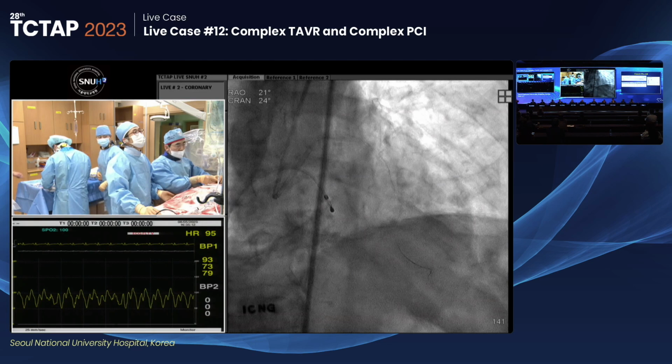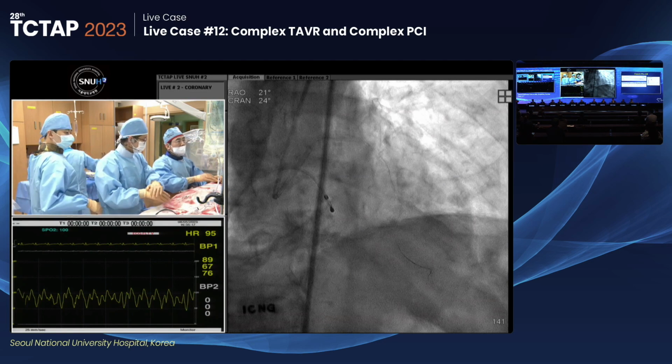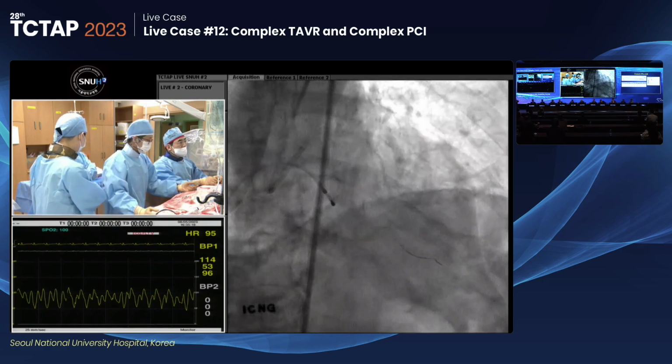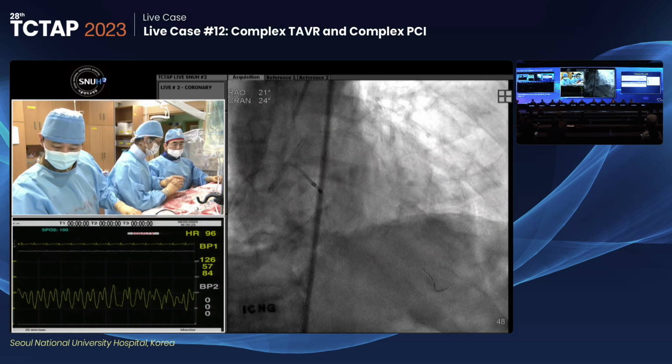Good. When you have this calcific lesion, Sion black is the way to go because it goes distal.